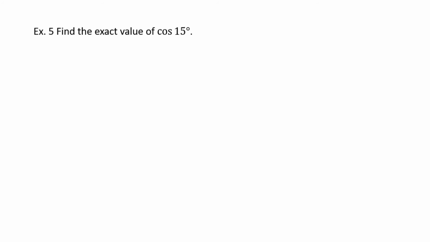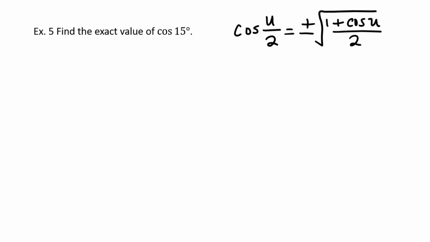Find the exact value of cosine of 15 degrees. Okay, this seems like a task for the half angle formula, so I'm going to go ahead and write that on the side so I have it as a reference. Know that the cosine of u over 2 is equal to plus or minus the square root of 1 plus cosine u divided by 2, and the sign, that's whether it's plus or minus, depends on where u over 2 lies. So let's see, we'll start with the cosine of 15 degrees.